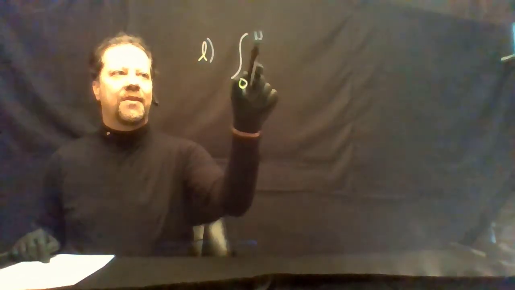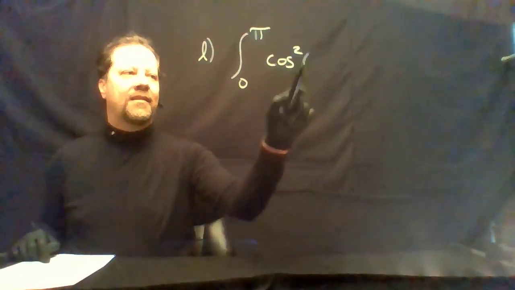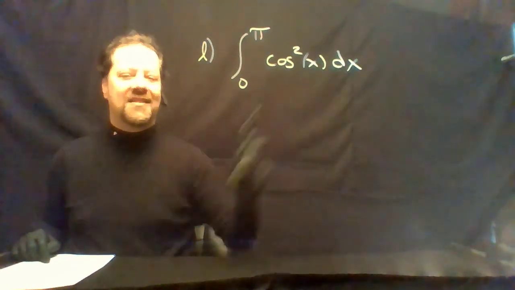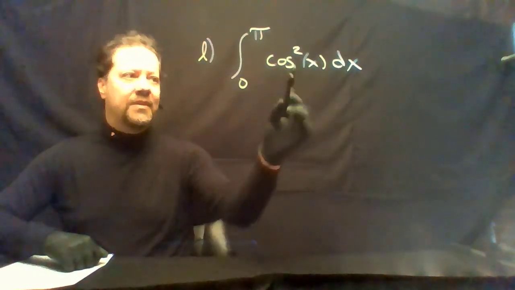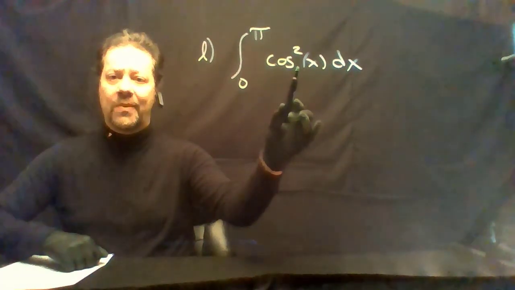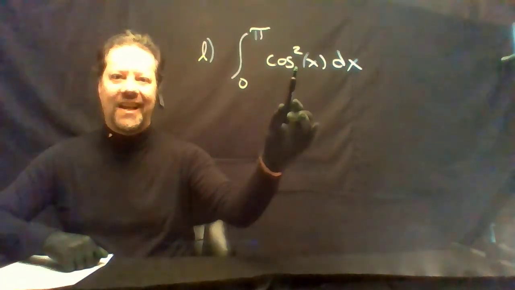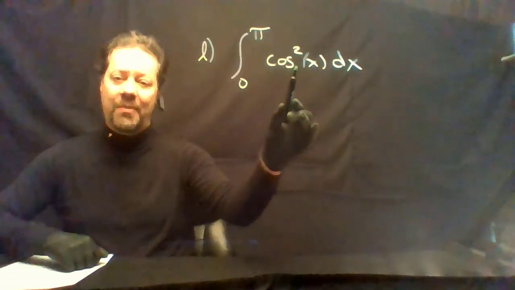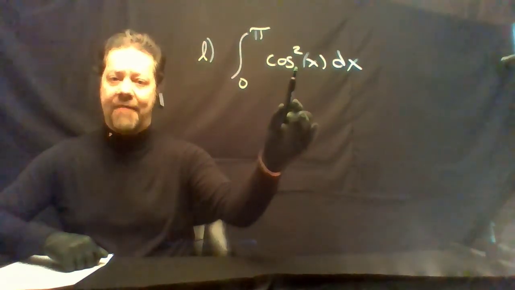On part L, I give you the integral from 0 to pi of cosine squared of x dx. This won't be 0 because the integrand is a perfect square. You have to get something non-negative out of this. The point here is that you should remember the half-angle identities.